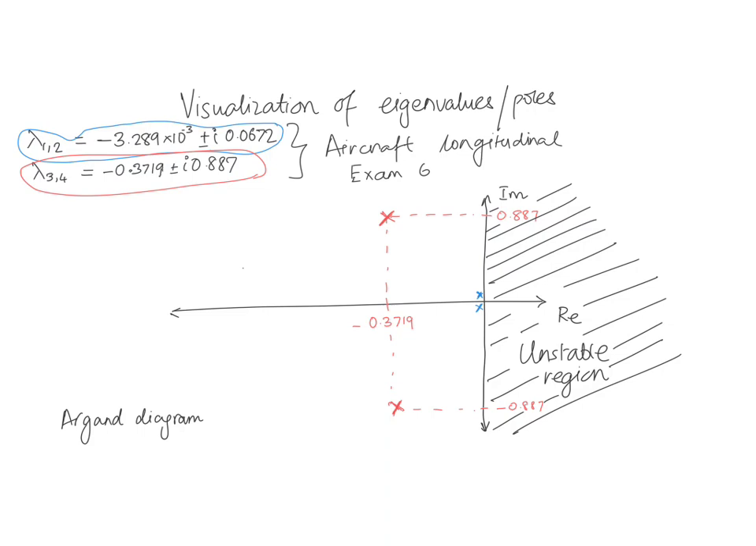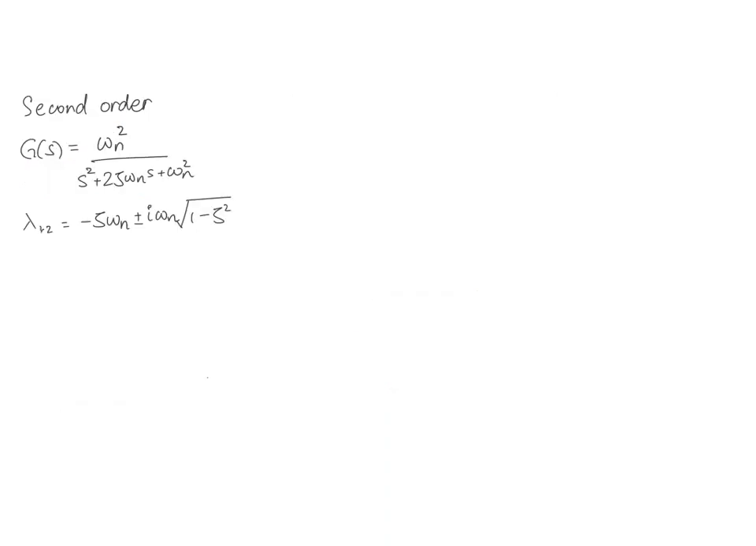But this visualization can actually tell us more. It can tell us something about the characteristics of the transient response as well. So other than just the stability, it can also tell us what the transient response looks like for the typical second order modes and the first order modes, and that's what we'll see on the next slide.